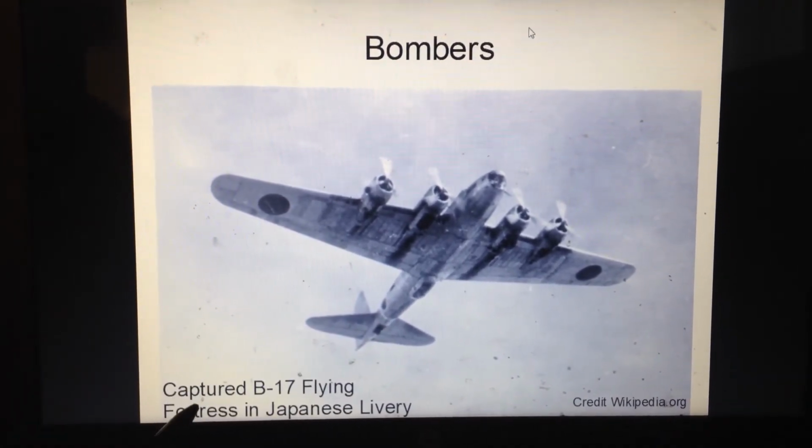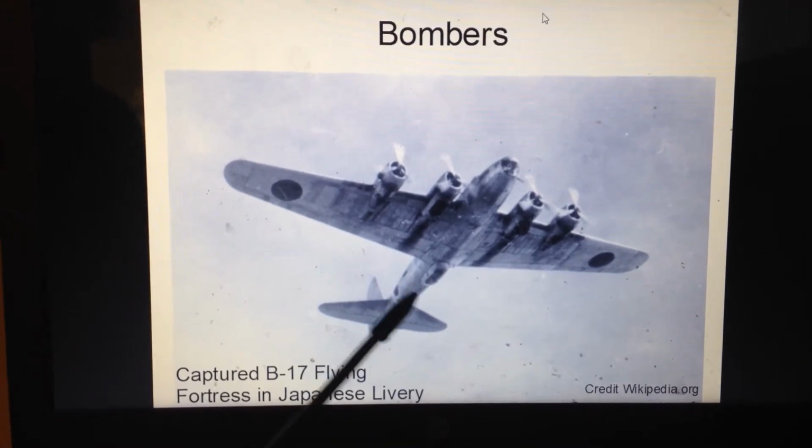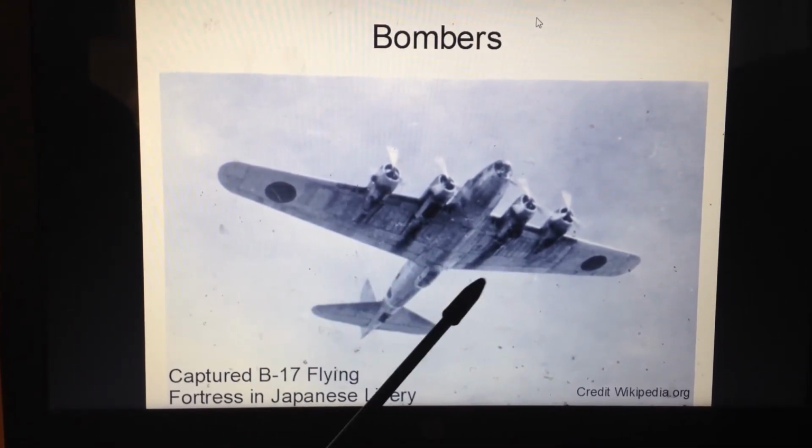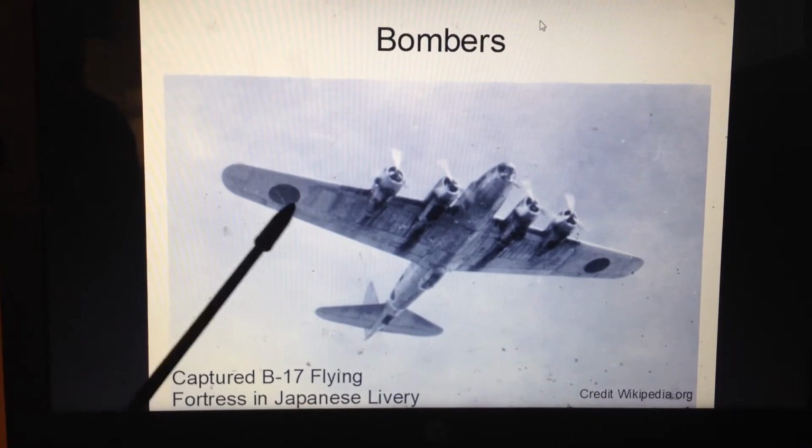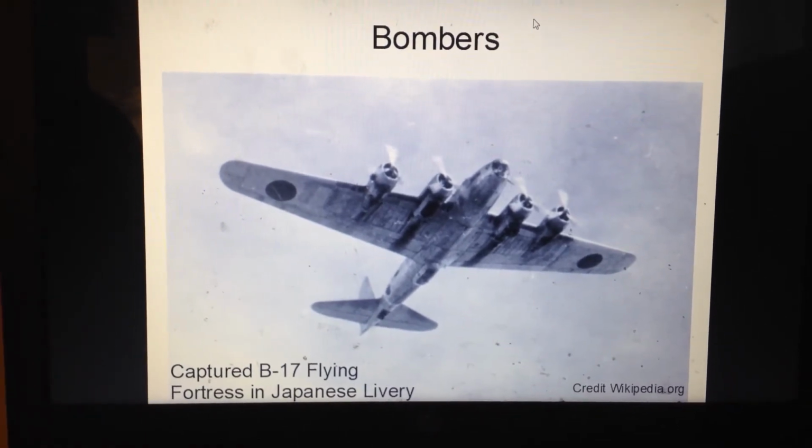Now, this one is pretty cool. This is a captured B-17 Flying Fortress. This is an American plane that was captured by Japan, and they are studying it, and they put their own livery on it.